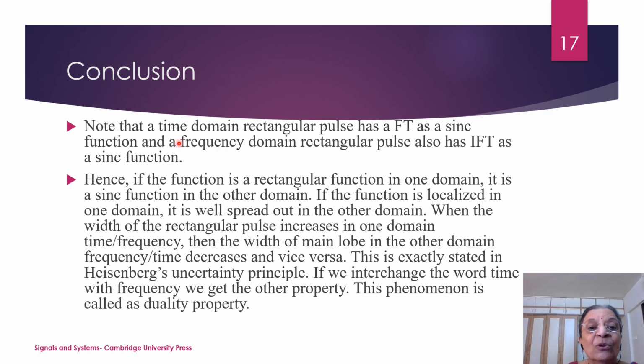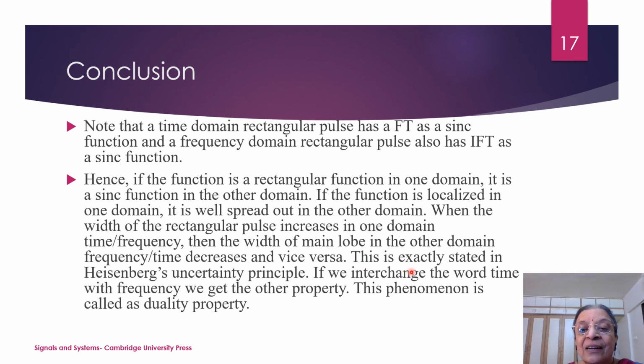So what is the conclusion? Note that the time domain rectangular pulse has a Fourier transform that is a sinc function, and the frequency domain rectangular pulse also has an inverse Fourier transform that is a sinc function. Hence, if the function is a rectangular function in one domain, it is a sinc function in the other domain. Means what? If the function is localized in one domain, it will be spread out in the other domain, and when the width of the rectangular pulse increases in one domain, then the width of the main lobe in the other domain goes on decreasing, and vice versa.